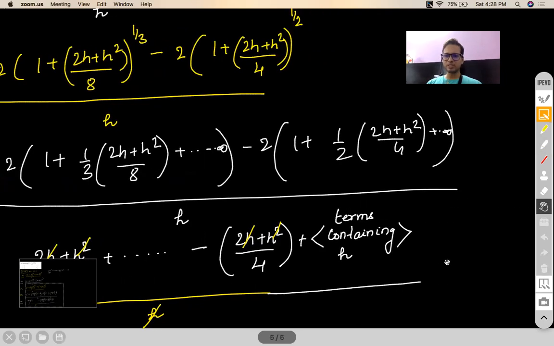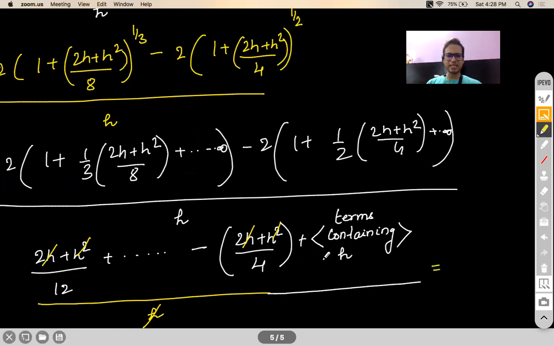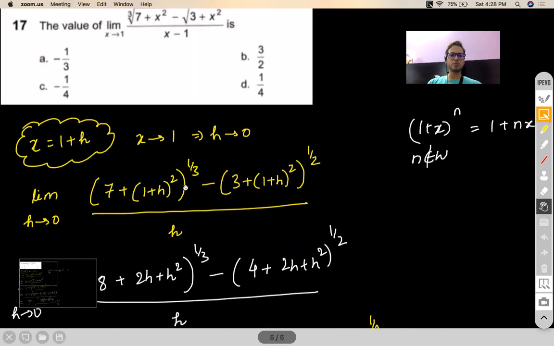Once you're substituting, you would realize that the numerator will give you 2 by 12, which is 1 by 6, and the denominator will give you 1 by 2. So 1 by 6 minus 1 by 2 will become negative 1 by 3. So your answer would be negative 1 by 3, which is option number A.